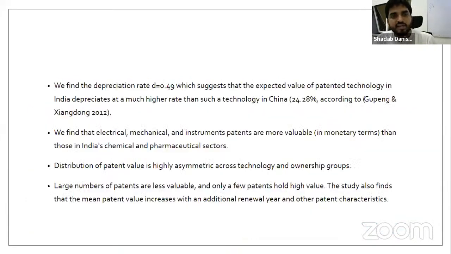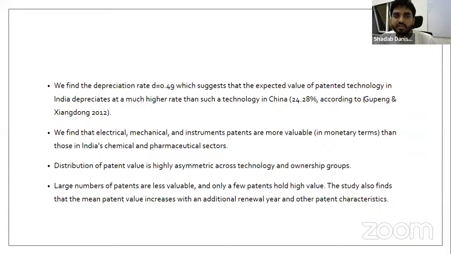In that study, we find that technology is depreciating at 49%, which suggests that the expected value of patented technology in India depreciates at a much higher rate than such technology in China, which is 24.28%. This also reflects that the quality of technology, or the technology life cycle, in India is lower compared to other countries.